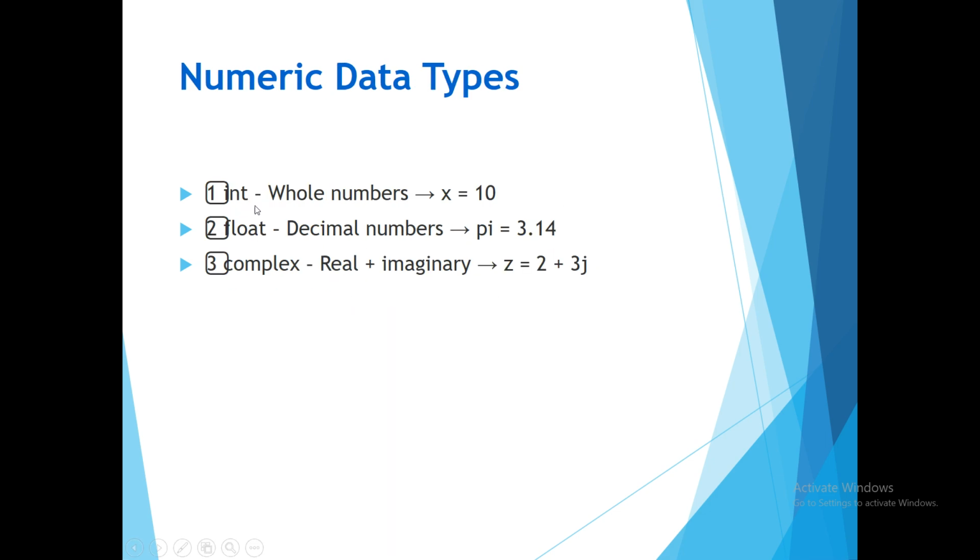Here you can see some of the data types. Integers are whole numbers, just like x equals 10. 10 is a value and x is a variable. So this is an integer value that we can store in x. And this is a float, also called a decimal. Suppose the pi value is 3.14. When we use this dot, it is a float value. Complex is used with a real and an imaginary part for performing mathematical operations.